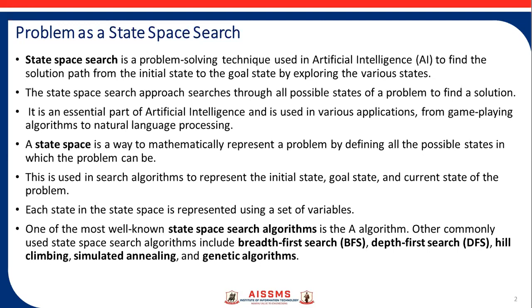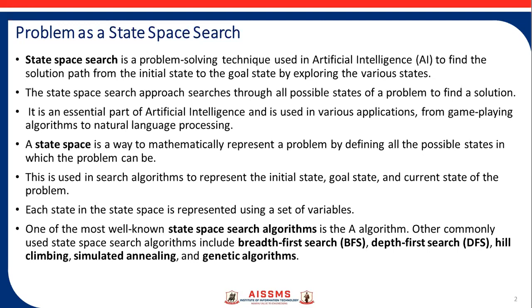The state space search approach searches through all possible states of a problem to find a solution. It is an essential part of artificial intelligence and it is used in various applications, from game playing algorithms to natural language processing. A state space search is a way to mathematically represent a problem by defining all the possible states in which the problem can be. This is used in search algorithms to represent the initial state, goal state, and current state of the problem. Each state in the state space is represented using a set of variables.